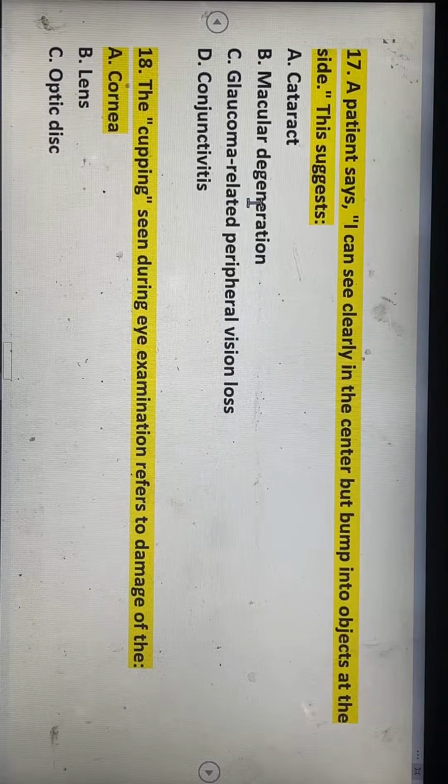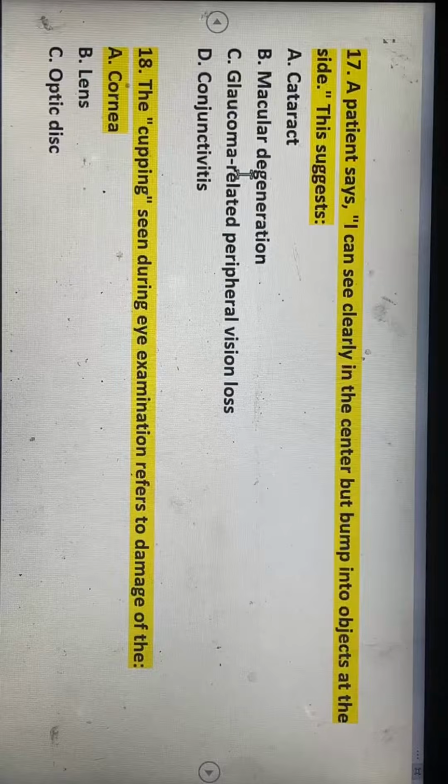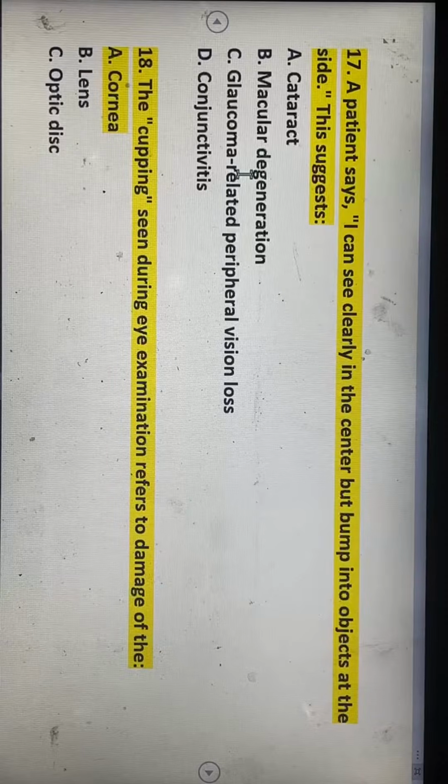So, peripheral deals with side. This patient is saying that he or she can see clearly at the center in front of him or her. But because of glaucoma, when a patient is having glaucoma, there will be peripheral vision loss. The person will not be seeing things by the side.